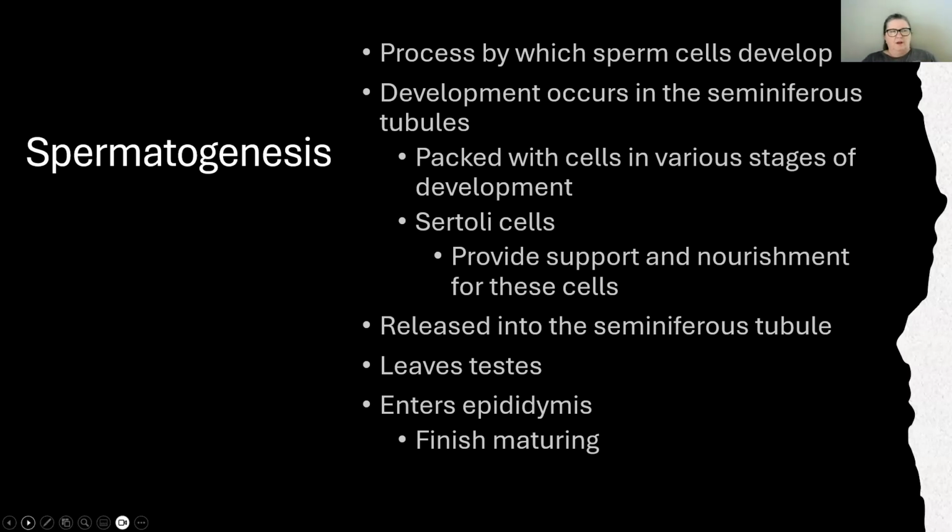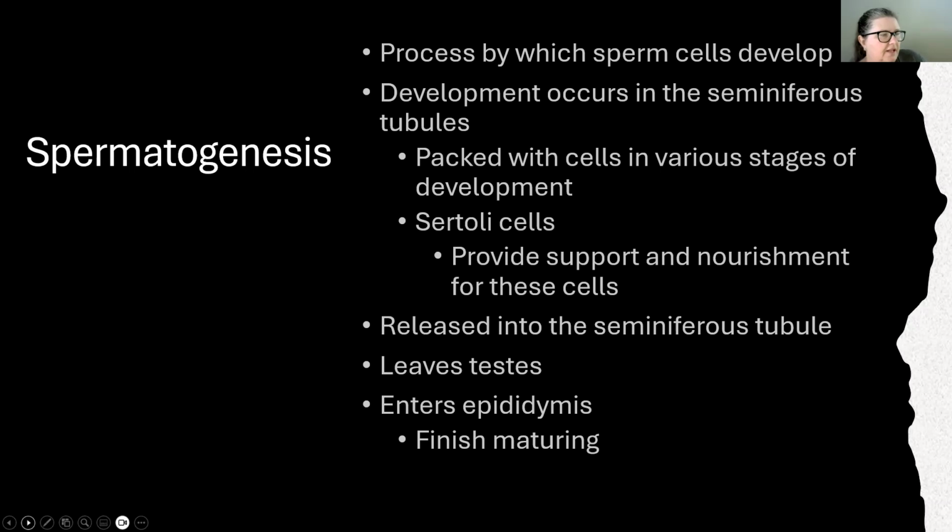Okay, so the process by which the sperm cells develop is called spermatogenesis. This development occurs in the seminiferous tubules, which, as you recall from just a minute ago, are the coiled up tubes on the inside of the testis. That area is packed with cells that are in various stages of development, and what are called Sertoli cells, which help to provide support and nourishment for the various stages of developing cells.